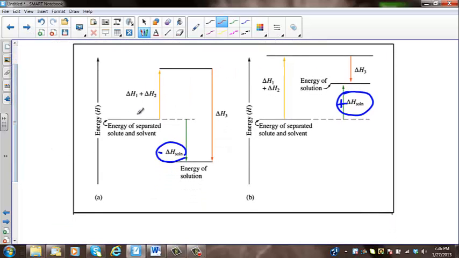Here's the book page from your notes. Here you can see that the energy of separated solute and solvent is less than the energy of the mixing of the solute and solvent, delta H3, giving us a net negative delta H of the solution and an exothermic process. In B, however, the energy of the separated solute and solvent is less than the delta H3, the heat of solution for the mixing of the solute and solvent, giving us a net positive delta H of solution, in which case this would be an endothermic process.